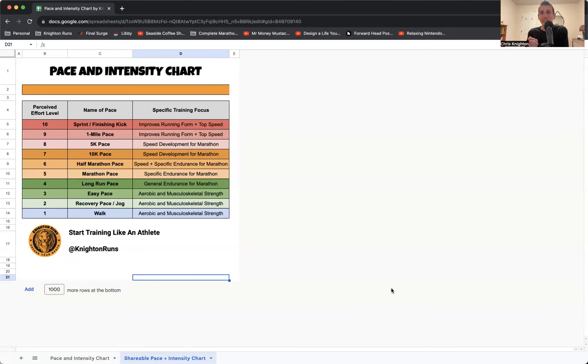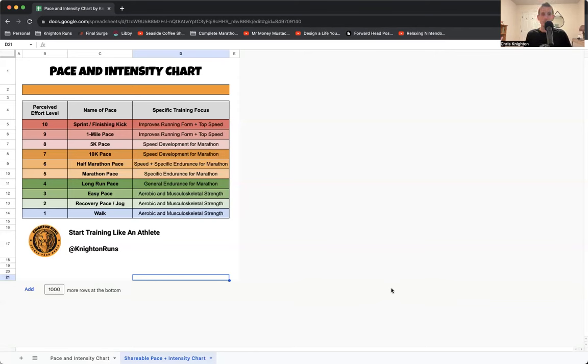5K pace is a little faster than that. For most folks, this is going to be like 8 out of 10, 80% effort. With 5K, you're only able to hold this pace in a race for maybe 15 to 35 minutes, depending on how fit you are. Maybe 20-something minutes, something like that. This is getting pretty hard. And the faster you are, the harder all of these paces are.